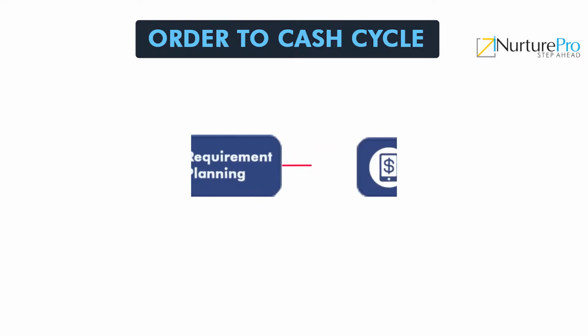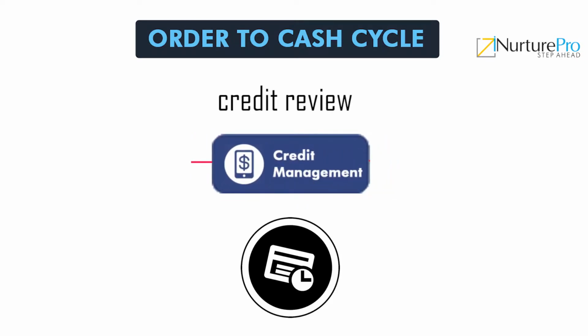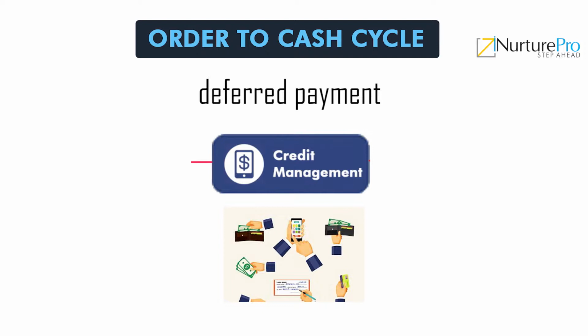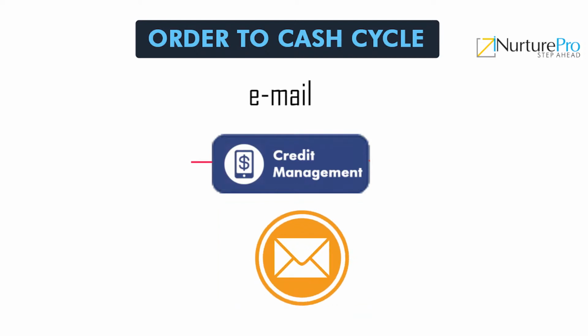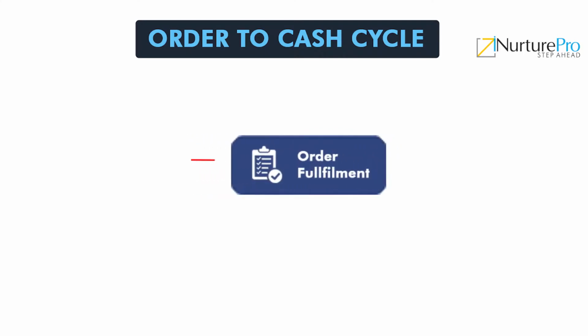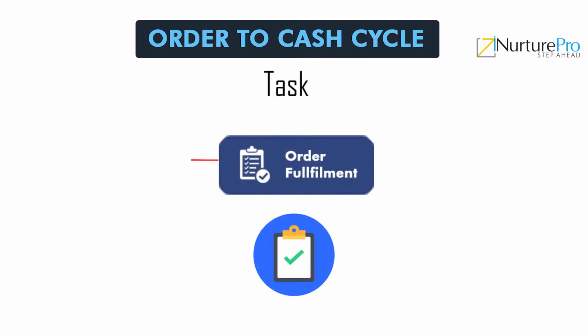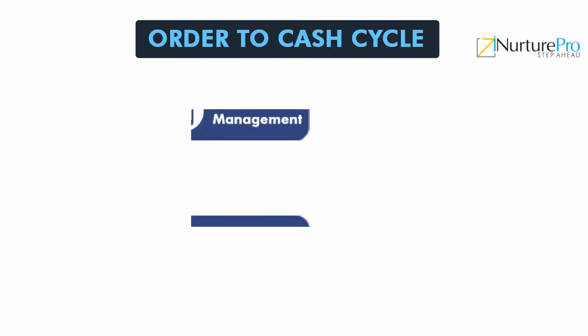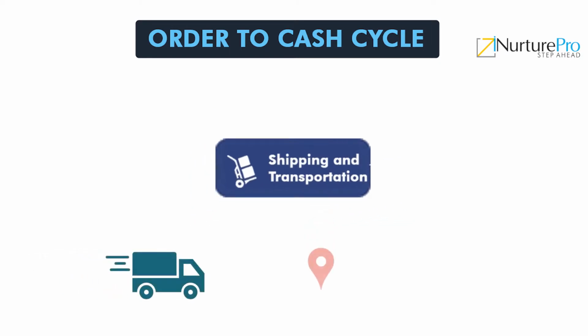The second step is to conduct a credit review of the customer before accepting the order, especially if they have planned to offer the customer deferred payment options. The company would then communicate the credit status and approvals of the customers via email or any other electronic means. In the next step, the order is documented and the company begins the task of fulfilling the order. Once the product is ready, it will be shipped and delivered to the customer's preferred location.